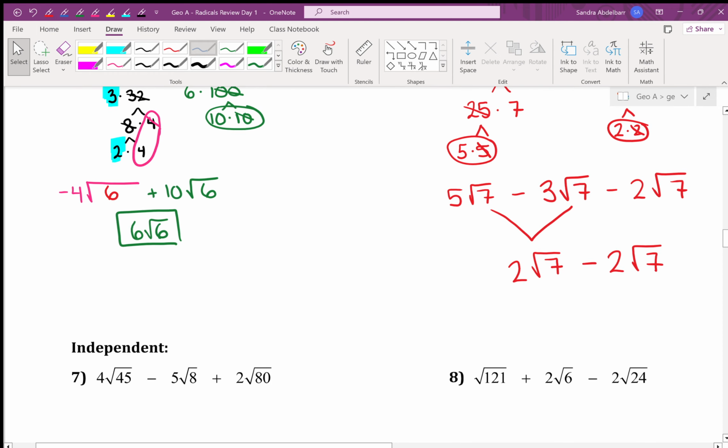0, not root 7. 2 minus 2 is 0, not 1. So this becomes a 0 root 7. But if you were to write 0 root 7, I would take points off. Because isn't this really 0 times root 7? And what's 0 times anything? 0. So your final answer has to be 0 here. Root 7 is wrong, and 0 root 7 is partial credit.